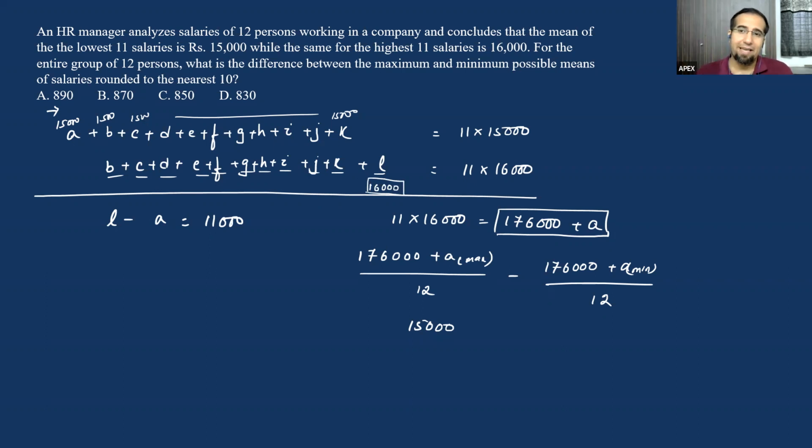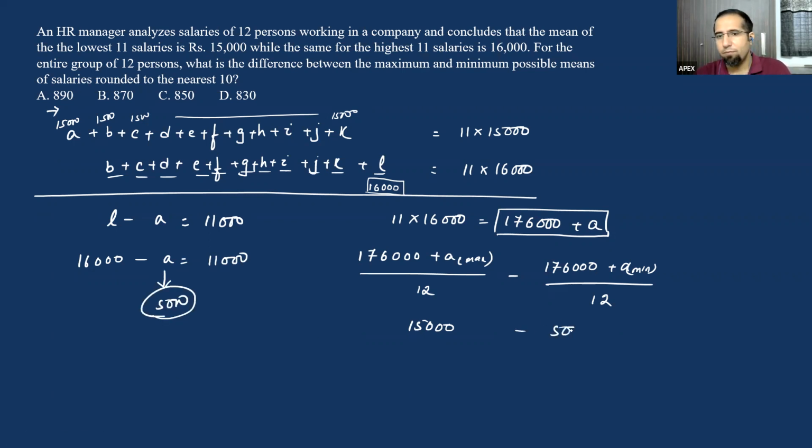If L is the largest guy, he can go a lot more, and I can give 1, 2, 3, 4, 5, 6 to these guys. So if L is the largest guy, I can say the minimum value of L is equal to 16,000. Clear? 16,000 minus what will give you 11,000? So I can say that the minimum value of A here is going to be 5,000.